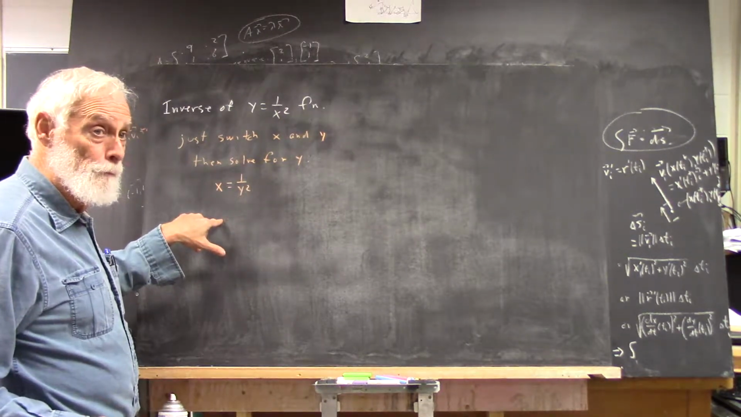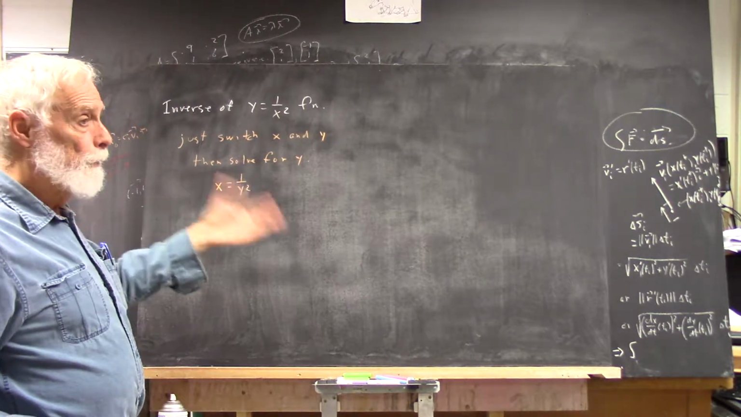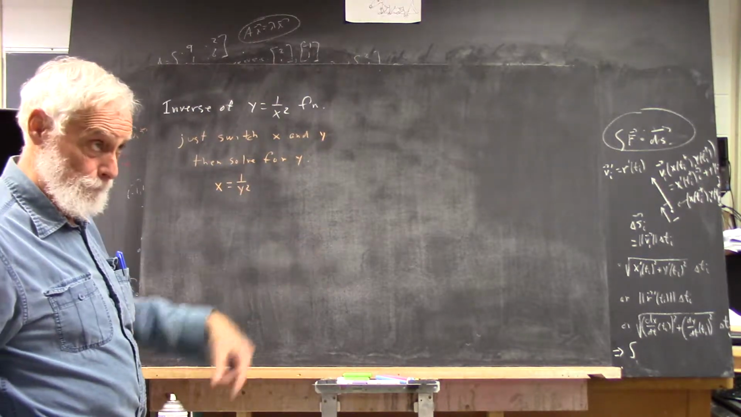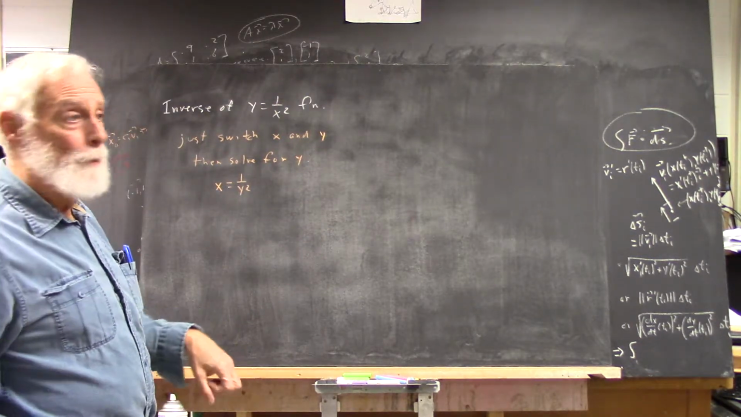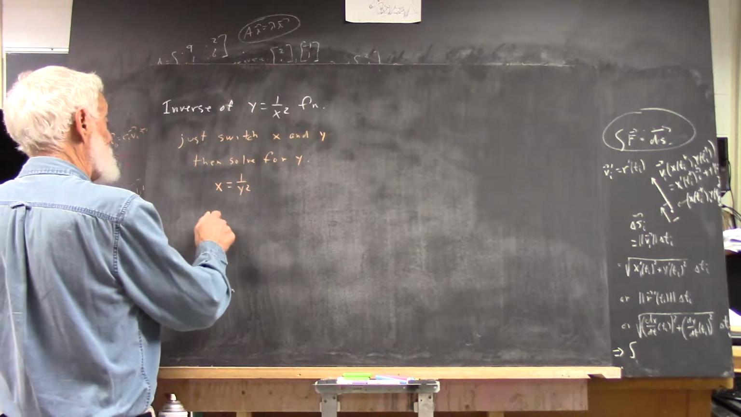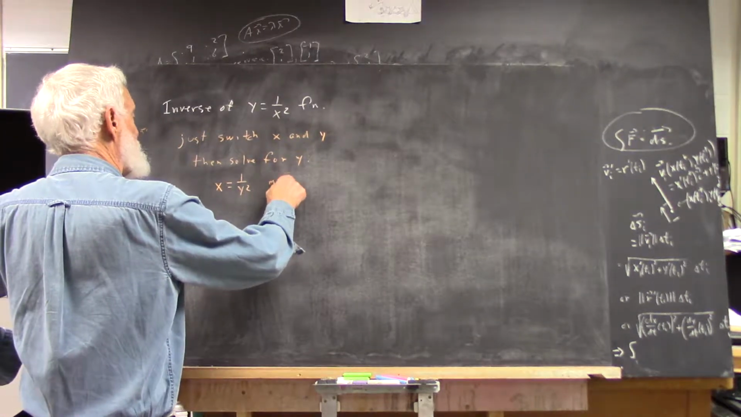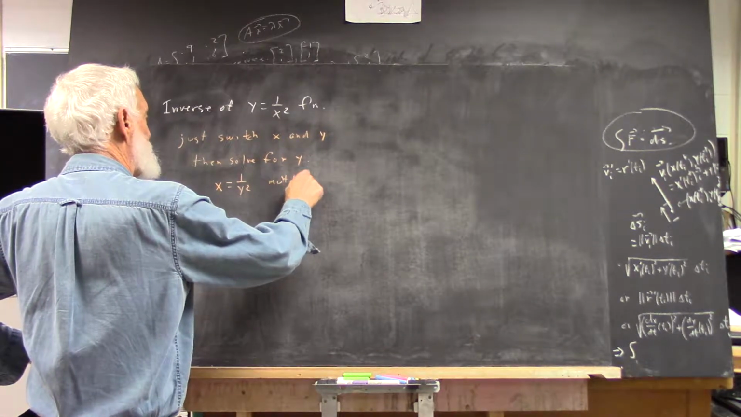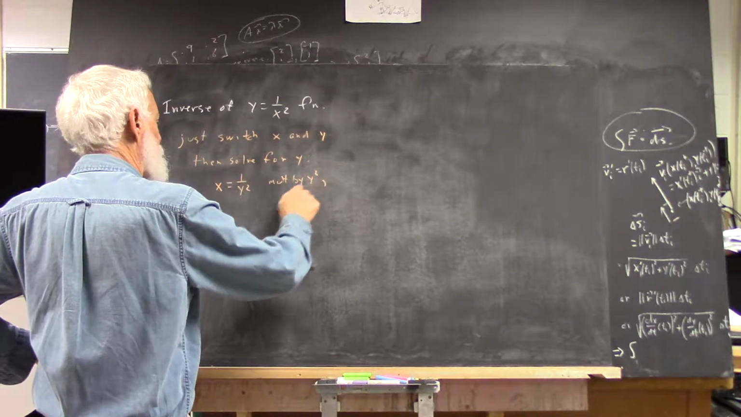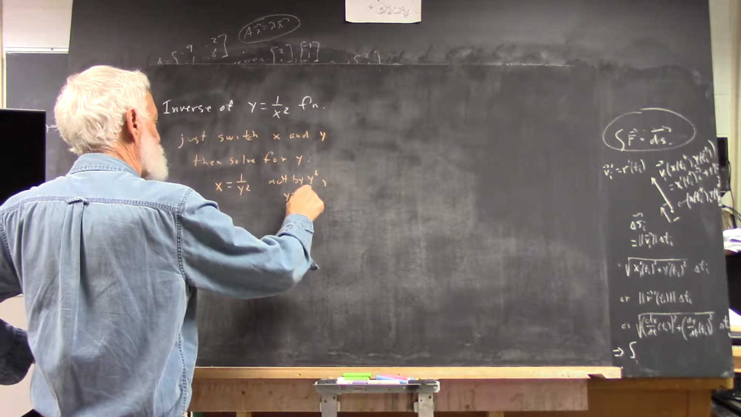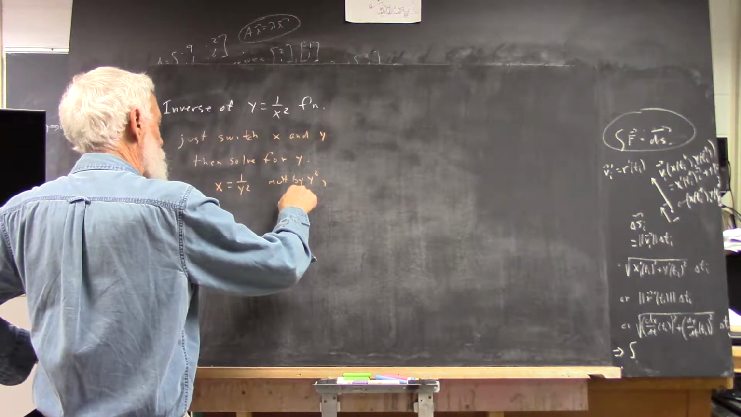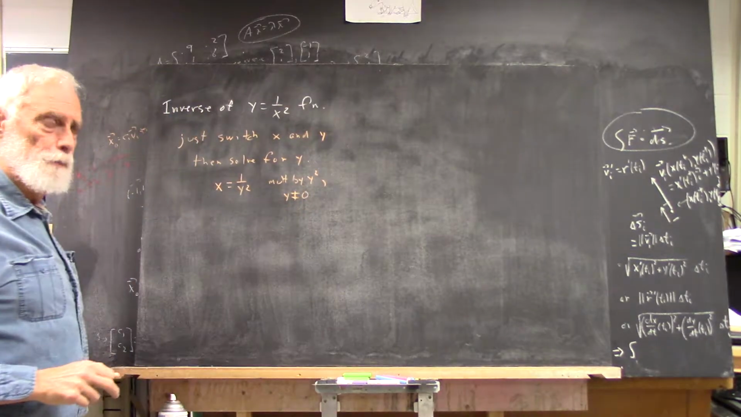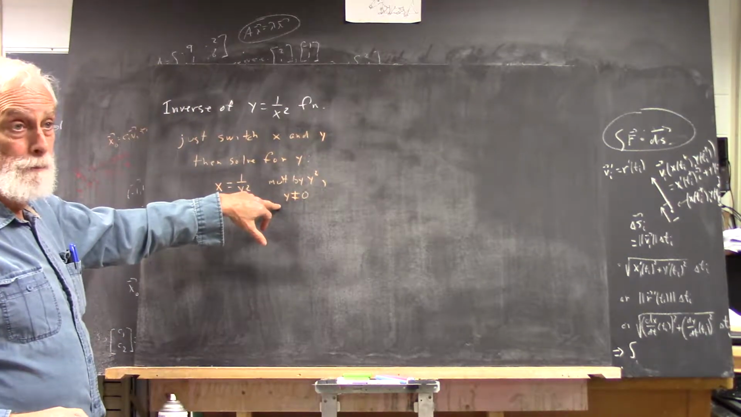Would you multiply both sides by y squared? Yes, you always multiply by the denominator. Okay? But of course, when you do that, you can't multiply by 0, so you specify that y can't be 0. Okay?